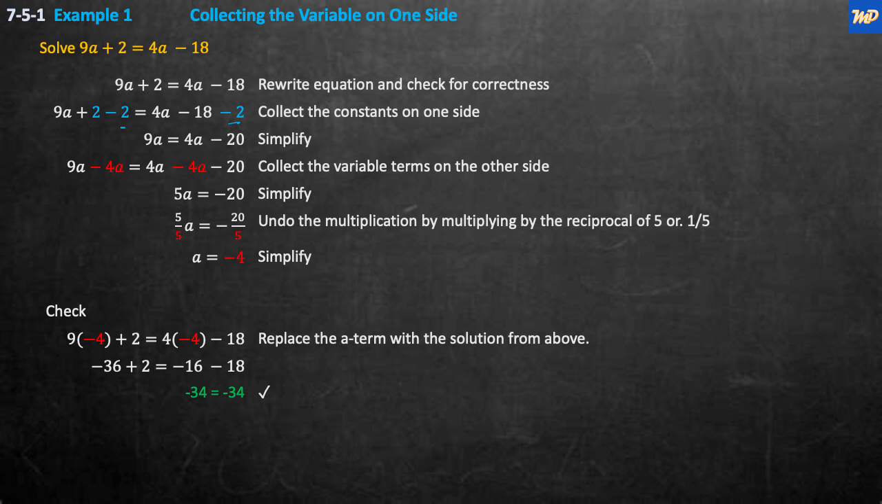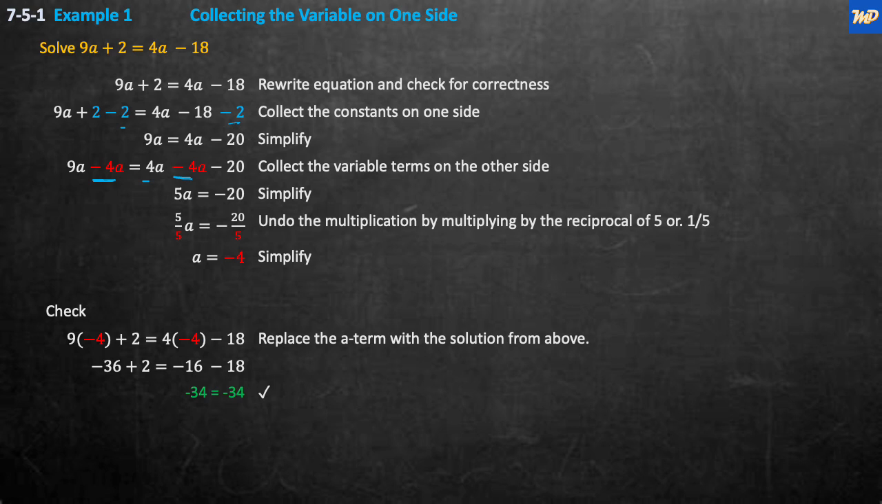Now we're going to work on the variable terms. So we have a 4a on the right side, and we need to put a minus 4a in here to get rid of that 4a and move it over to the left-hand side. So 9a minus 4a is equal to 4a minus 4a, plus minus 20.